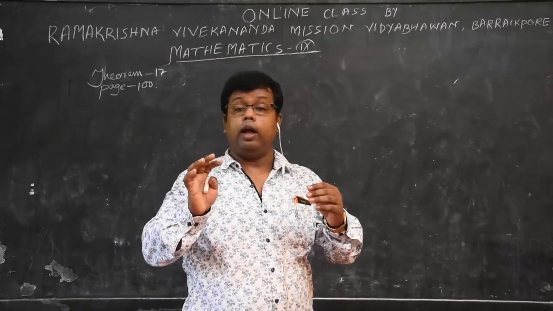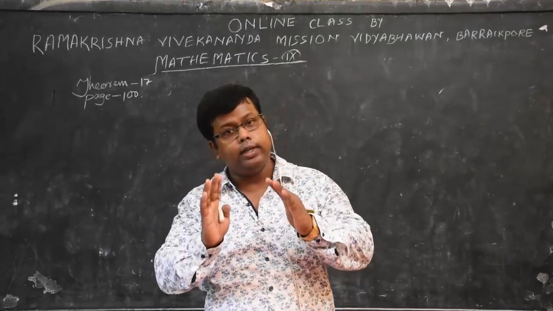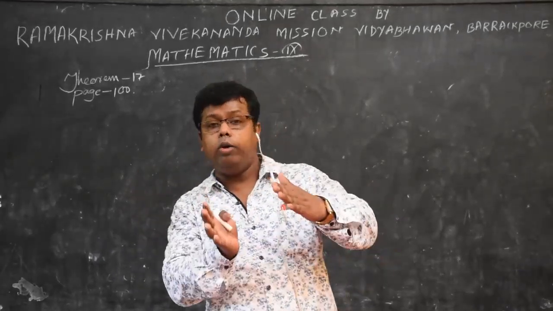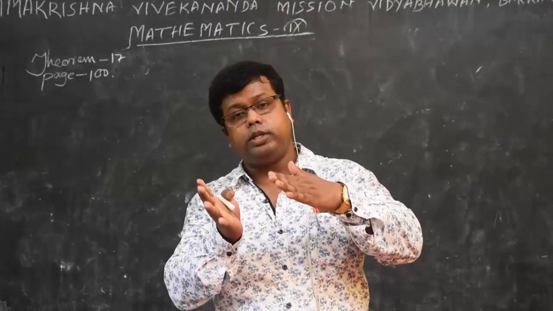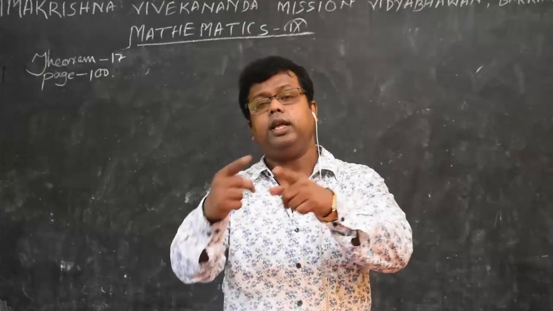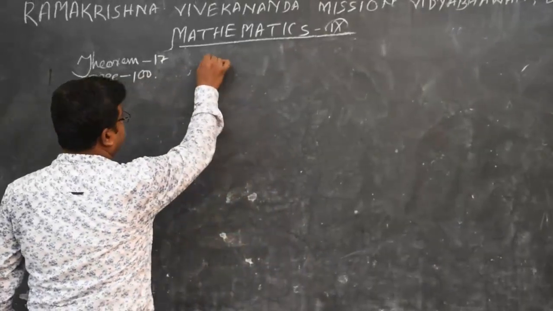I am telling you again, whenever you want to prove a quadrilateral is a parallelogram, anyhow you have to prove the opposite sides are parallel. If you can prove the opposite sides are parallel, then from the definition you can say the quadrilateral is a parallelogram. Okay, let's start the theorem.